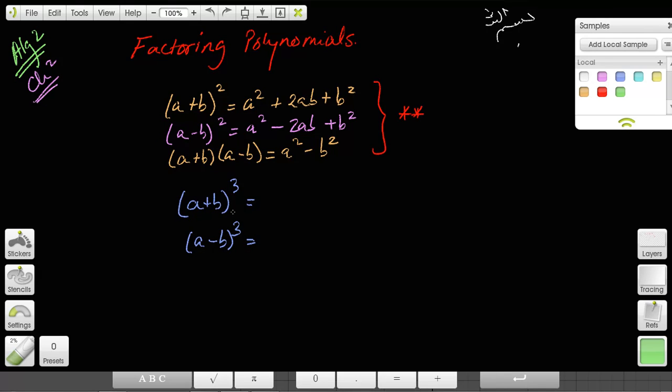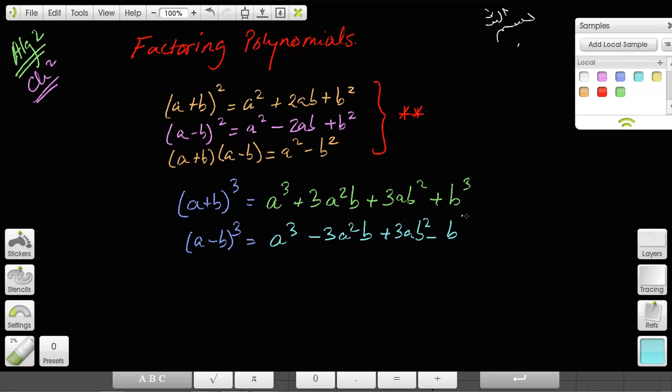So the quantity a plus b cubed is a cubed plus 3a squared b plus 3ab squared plus b cubed. Okay, and a minus b cubed is a cubed minus 3a squared b plus 3ab squared minus b cubed. The negative signs are like bookends at the two ends, and the positive is in the middle. Okay, so these are also very important.